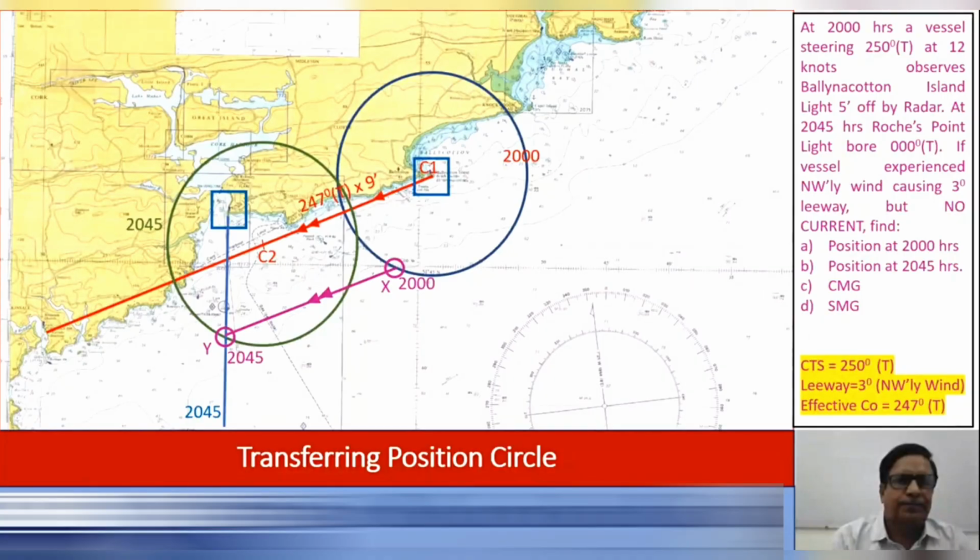If CMG is given to you and the initial position circle is given to you and you want to transfer that position circle, we need to find out the CTS and the engine speed. No, that will not be there, beta. That becomes a question of counteracting. It will not come with this.